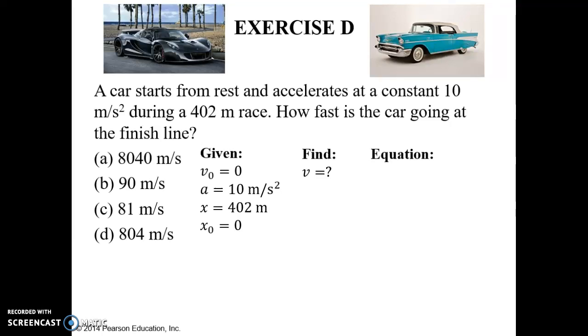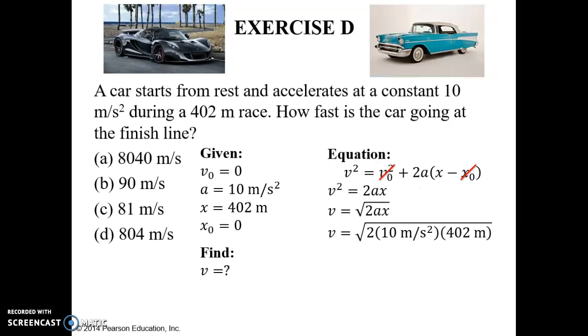And now take a look at your 3 kinematic equations. Which one do you think would work for solving for the final velocity, which is variable v? That's correct, the same equation we used in the last example. Now cancel out any variables that are 0, which is v naught and x naught, then rearrange the equation to get v squared, which equals 2ax, and therefore velocity equals the square root of 2ax. Plug and chug, and we get 90 meters per second.